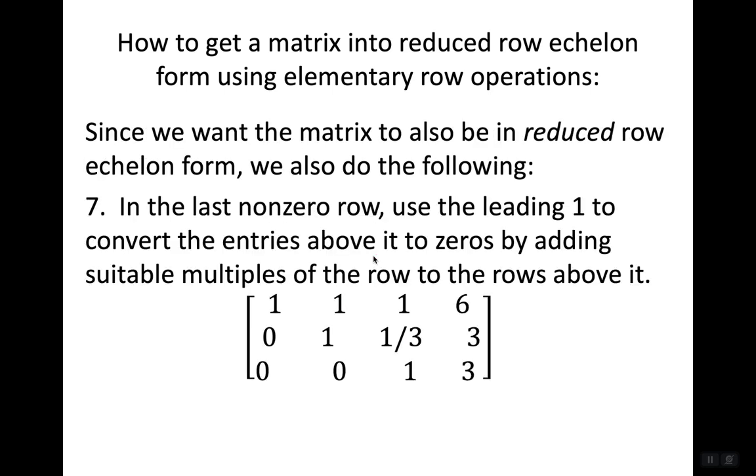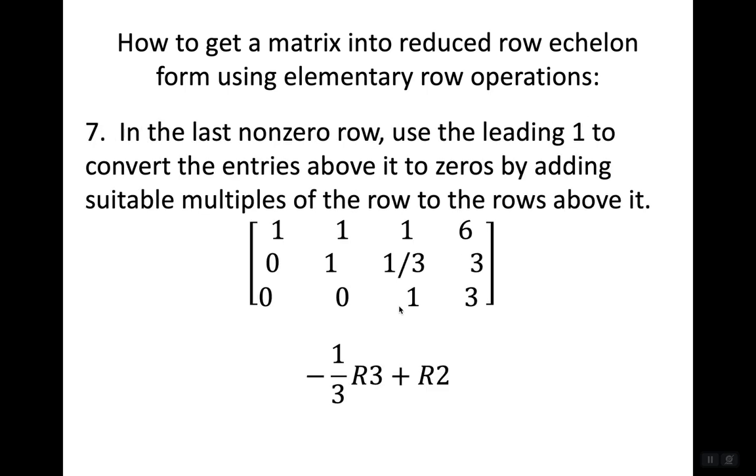Since we want the matrix to also be in reduced row echelon form, we also do the following. In the last non-zero row, use the leading 1 to convert the entries above it to zeros by adding suitable multiples of the row to the rows above it. So this is the last non-zero row. We're going to use this 1 to convert the entries above it. So we're going to use that 1 to kill off the entries above it, and we know how to do that. First, let's get rid of this guy.